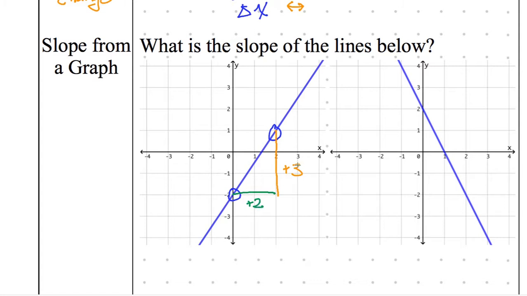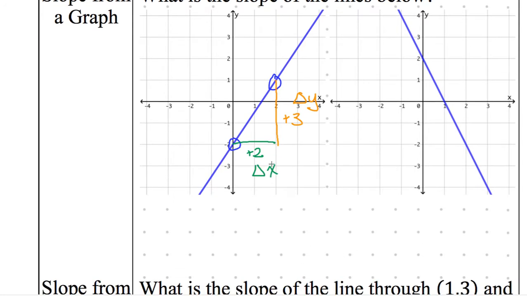This is my change in y, and this was my change in x. So I just make this into a fraction. The answer for this one is 3 over 2. That's the answer. Box it.